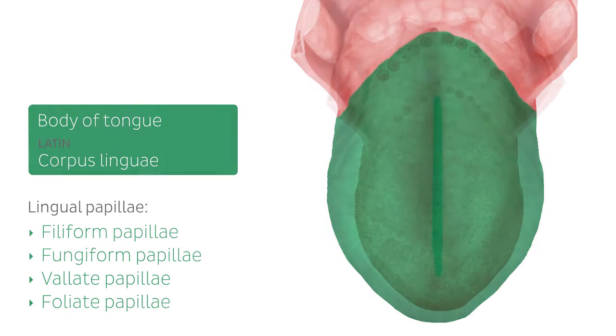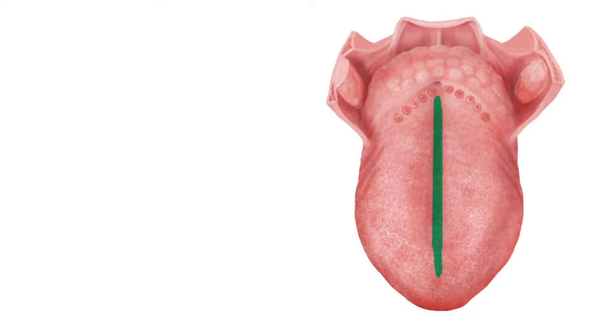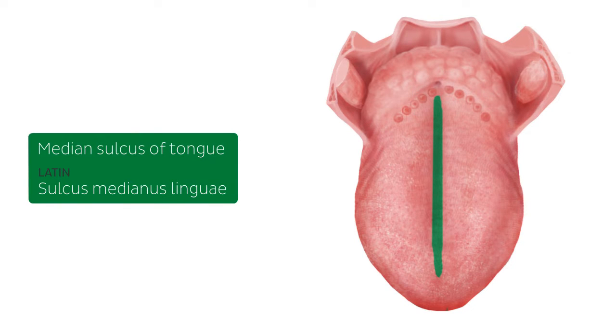We're going to move on to another highlight here of a structure that I just mentioned before. This is known as the median sulcus. The median sulcus of the tongue is a groove that runs from the apex of the tongue to just in front of the beginning of the root of the tongue. This sulcus will be dividing the body of the tongue into a left and right side.